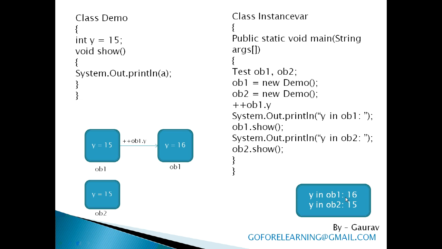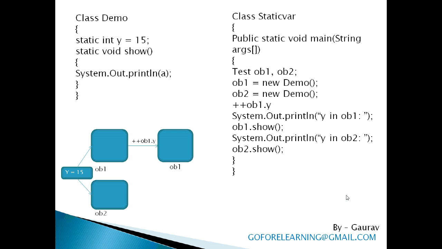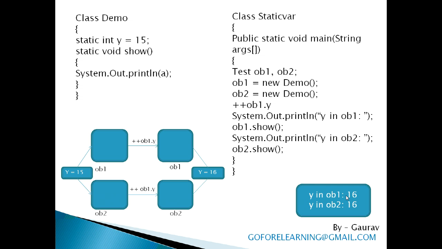Class variables, that is static variables, will have only one copy in memory and that is shared by all the objects. Any modification to it will also affect other objects. Here we created two objects ob1 and ob2 to test the class. When the x value in ob1 is incremented, the incremented value is seen in ob2 also. So here the output is y value in ob1 is 16 and y value in ob2 is also 16.